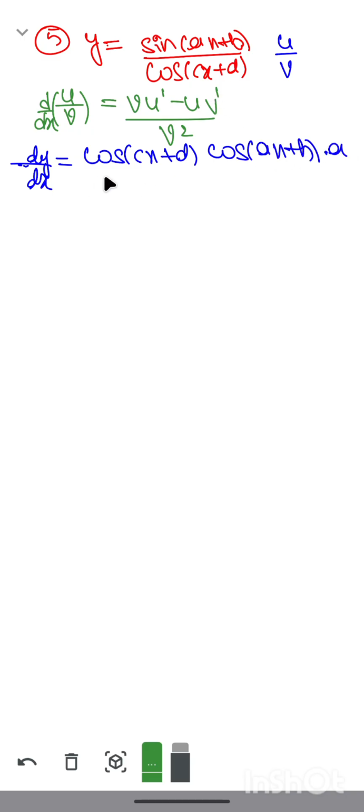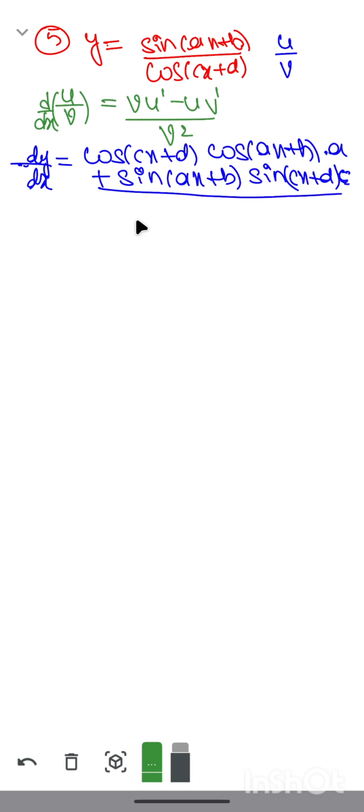V into u dash is done, minus u into v dash, where u is nothing but sine of (ax plus b), into the differentiation of cos x. Differentiation of cos x is minus sin x. Already we have one minus sign, so minus into minus will become plus. So the differentiation of cos is sine of (cx plus d) into c, whole divided by the denominator squared, that is v square.